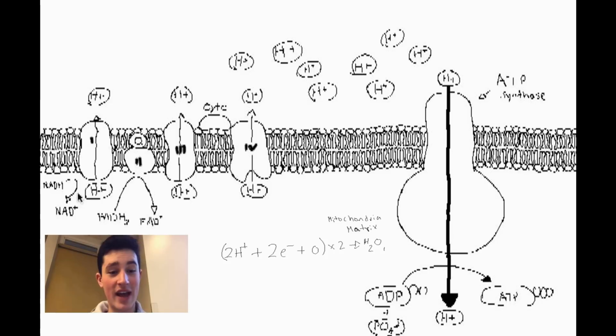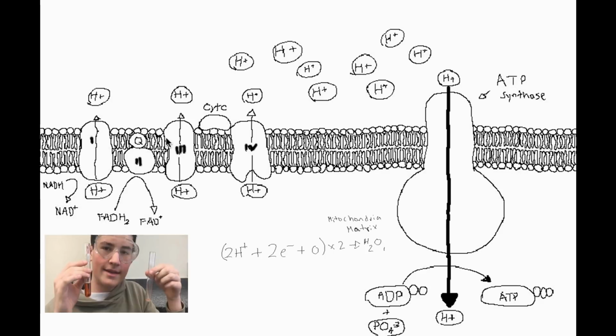NADH and FADH2 go through oxidation that releases high energy electrons and protons. This is important. The high energy electrons then go through coenzyme Q and cytochrome C to lower the energy level, because they're going from a high to low state. The electrons will go through electron transport chains starting with complex 1, which NADH electrons go through, or complex 2, which FADH2 electrons go through.